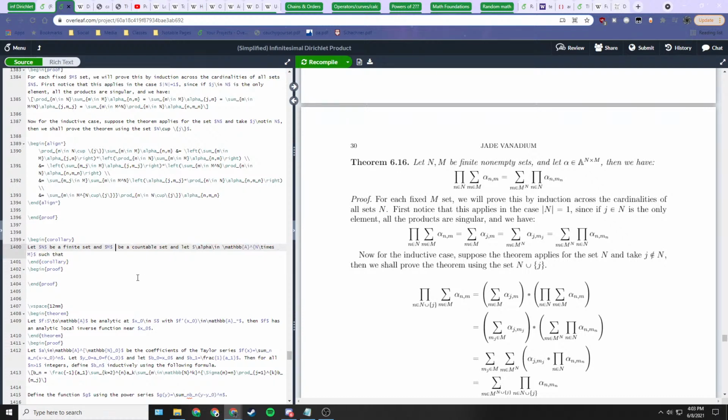Yes. And let alpha be these things. Such that, and we'll say the sum across m and m to the n product alpha and m converges absolutely. Actually, let's reframe this.